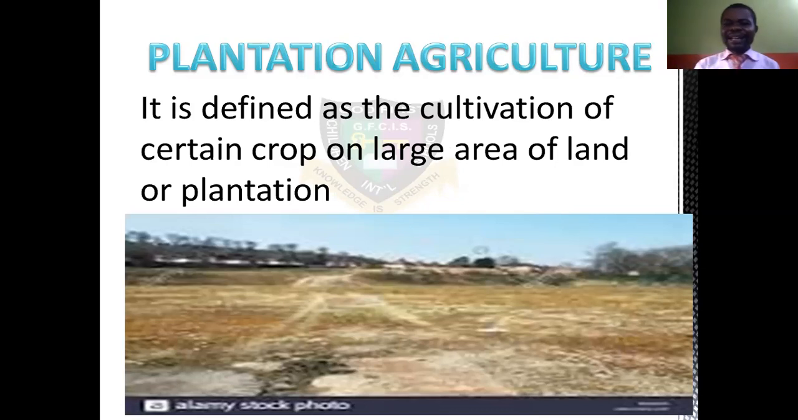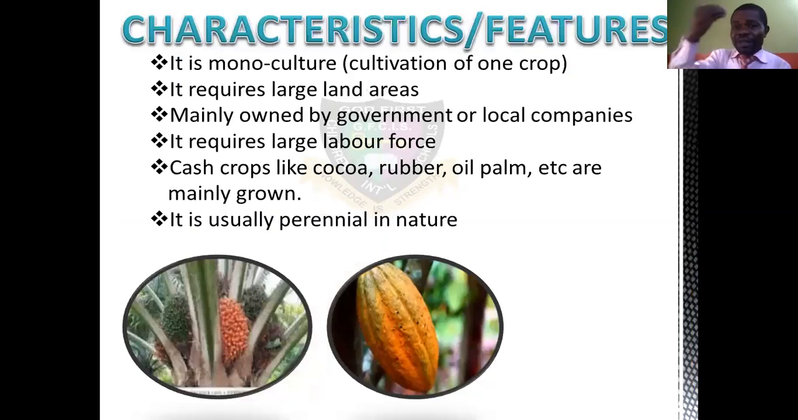So the next thing is the features or characteristics. What do you see to really know that the particular farmland you've come to is a plantation? That is what we call characteristics or features. What you see there. One is that it is monoculture. I've already explained that. The planting of one particular crop, one type of crop. You don't mix it.